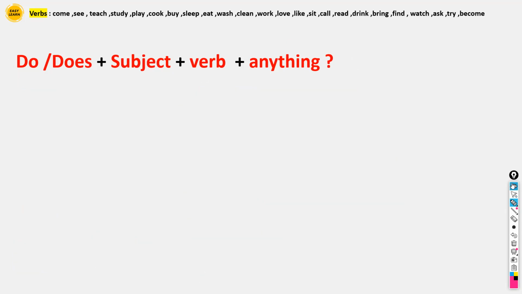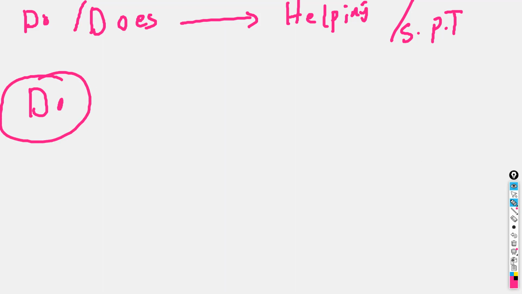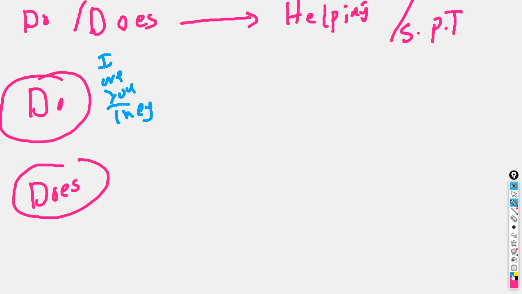So now let's move, guys. Now come to the conclusion. What did we study about do and does? What are do and does? They are helping verbs. With which tense are they used? With simple present tense. Do is used with I, we, you, they, and plural. And come to does. Which one is does used with? You tell. Does is used with he, she, it.